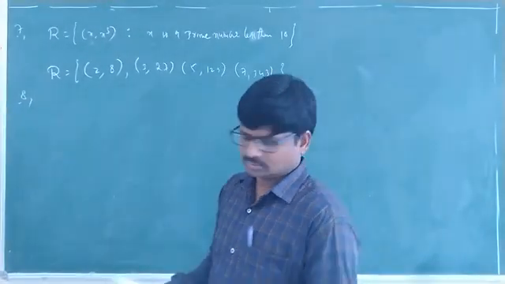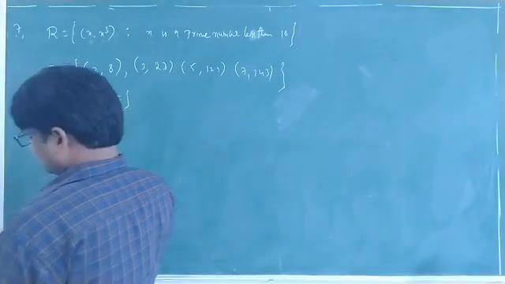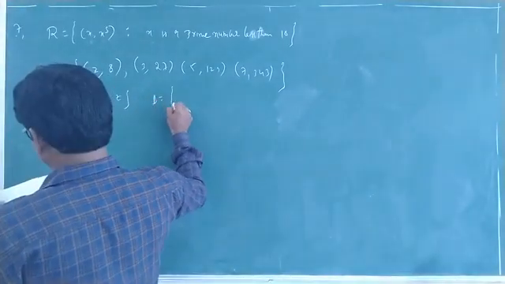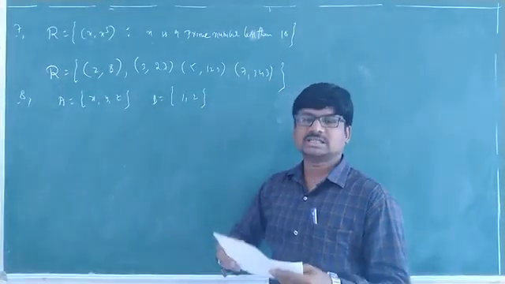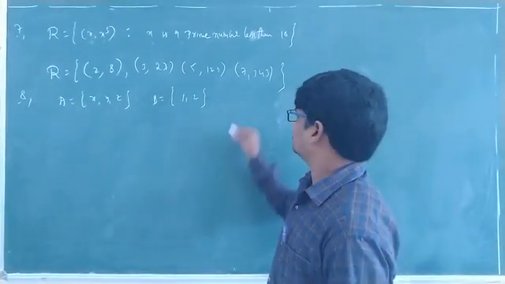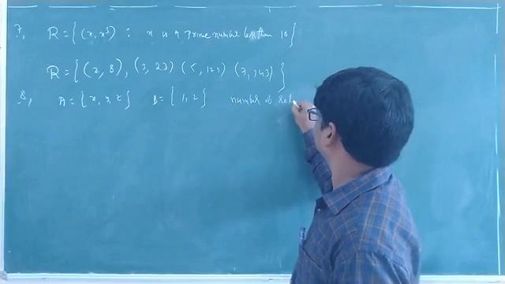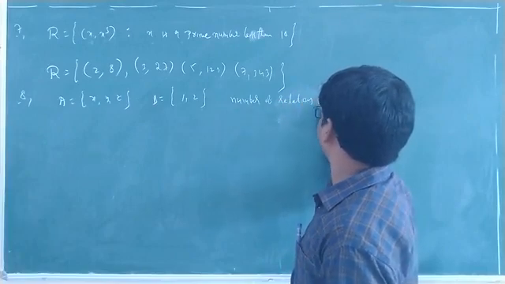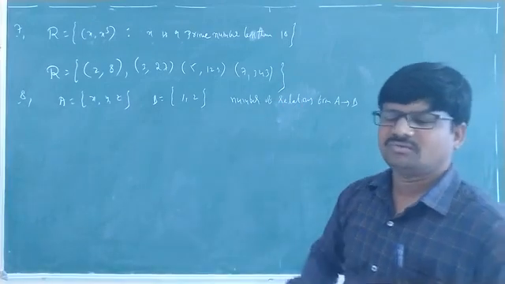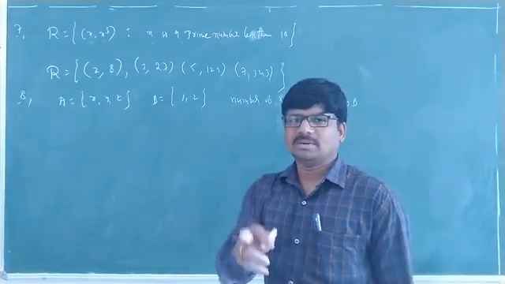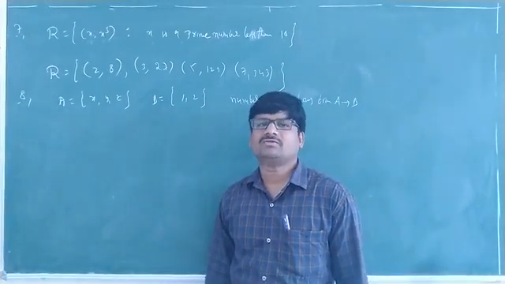Let A be a set, A equal to x, y, z, and B is equal to 1, 2. Find the number of relations from A to B. What is the number of relations? It is nothing but the number of subsets of A cross B. The number of subsets of A cross B is the number of relations from A to B.